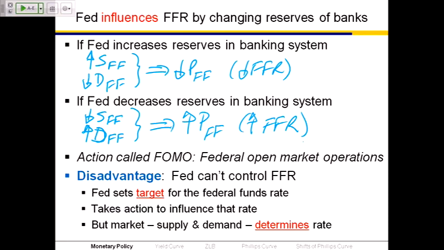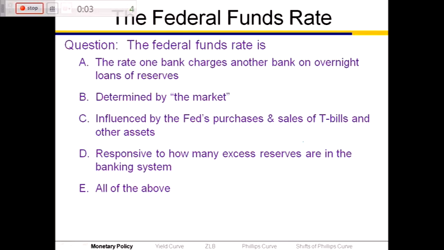All right, click your question. Quick recall. Federal funds rate is A, the rate one bank charges another bank on overnight loans of reserves. B, determined by the market. C, influenced by the Fed's purchase and sales of treasury bills and other assets. Just think of that generally as financial assets. D, responsive to how many excess reserves are in the banking system. E, all of the above.